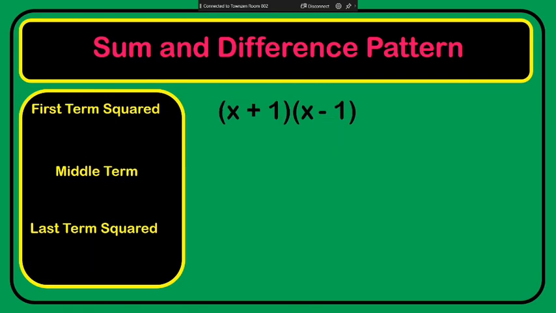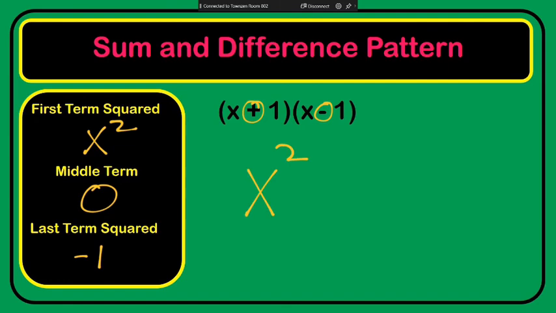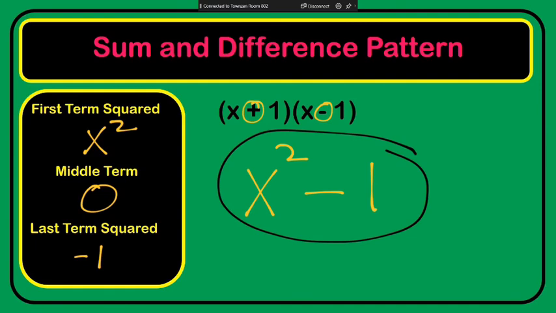In this example, we know that it's a sum and difference pattern, so we start with x squared. The middle term is always going to be 0 in a sum and difference pattern, and we take the last term and square it, and that's going to be negative 1. And so we have x squared minus 1, and that is the answer to this problem.